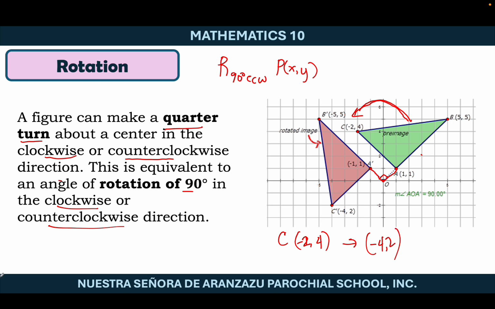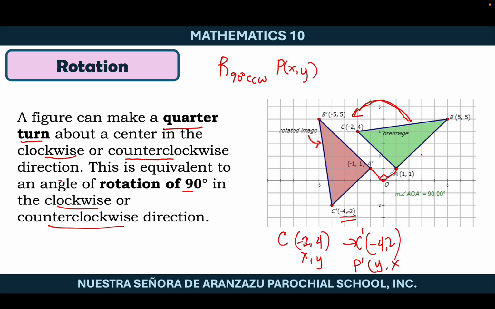So, what happened on our rotated point? This is C prime. This is our original x and y. As you can see, nag-switch ng position si x and y. So, it becomes y, x. Oops. Then, as you observe also, should be negative 4, negative 2. Yan, di ba this is negative 2 yan. So, mali lang yung pag-label dito.